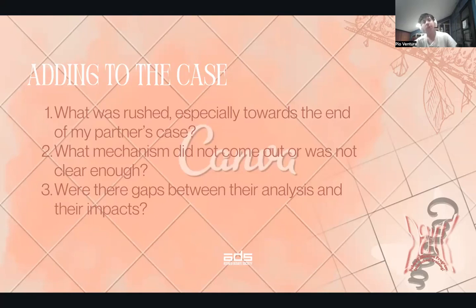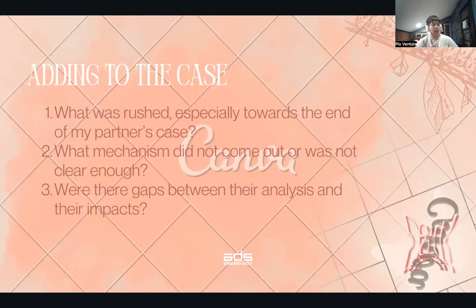The third thing I want to talk about is whether there were gaps between their analysis and their impact. If you imagine a single argument as a line or a bridge, the impact is one end of the bridge, and the premise is the other. It is the analysis that builds the bridge and connects those two points. At the point where there is a gap in your analysis, it becomes a lot harder for judges to believe that the impacts you want to claim are something they can credit to you.